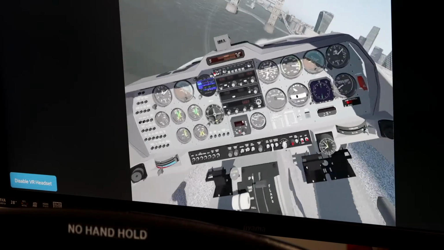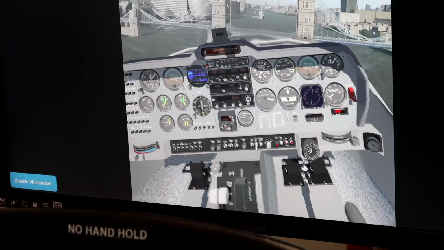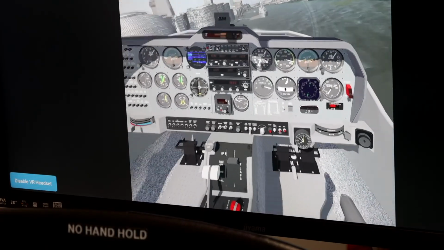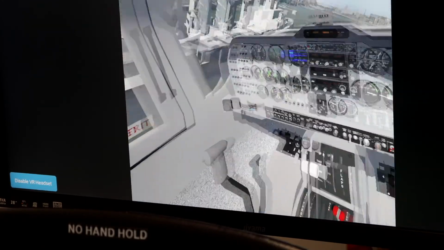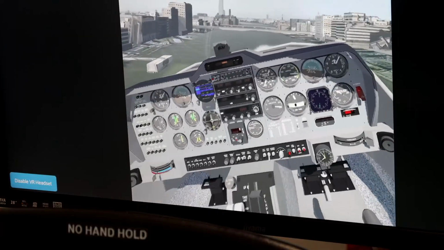We've had the simulator for about a year. It cost £12,000 and it's very popular with the students who can really use it for basic flying and practicing their techniques.